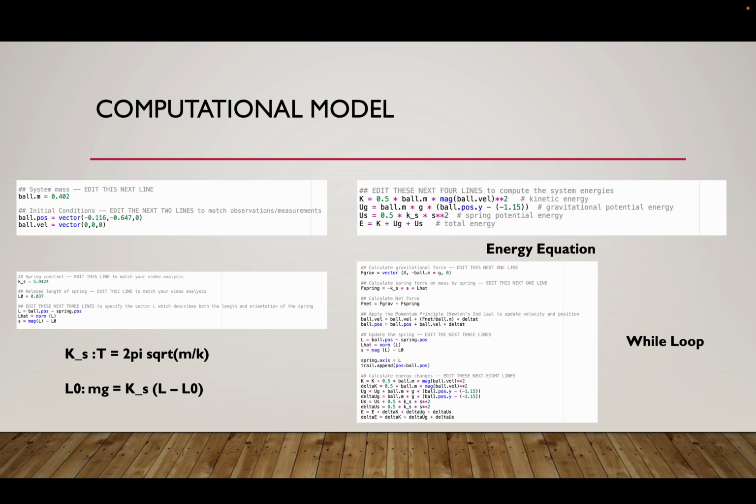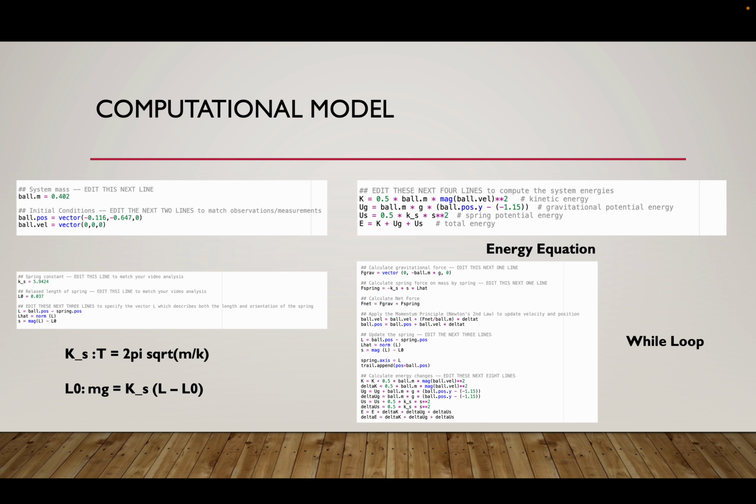To begin with, we set the ball's mass to be 0.402 kilograms, and the position vectors we get from the Tracker data, and the velocity is 0 initially. And we can calculate the K, which is the stiffness of the spring, using the following formula: the period equals 2 pi times the square root of m divided by K. So we have m, we have the period from the Tracker data, so we can calculate the stiffness.